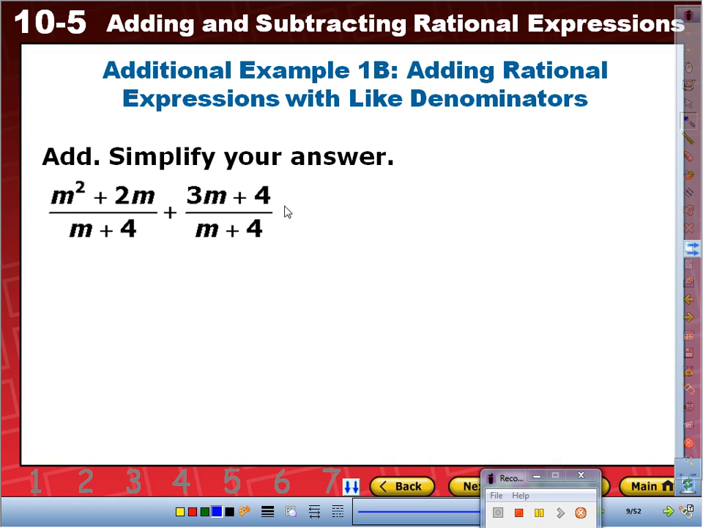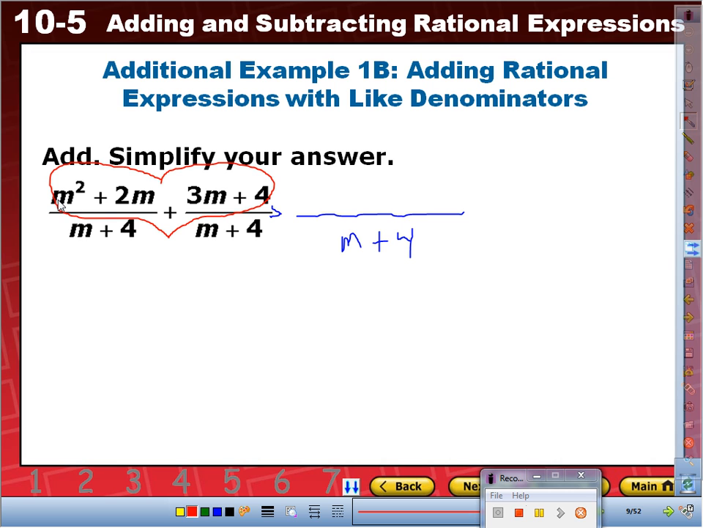Step 1, identify the common denominator. What's our common denominator? So we write that under 1 bar, m plus 4. So it becomes one fraction because we have the same denominator. Step 2, we're going to add or subtract the numerators by combining like terms. That means we're going to draw our heart right here.